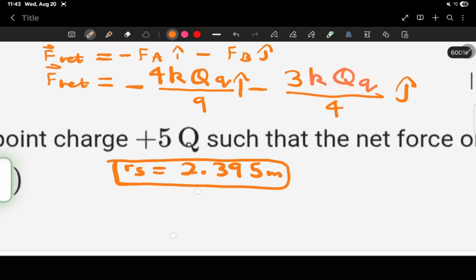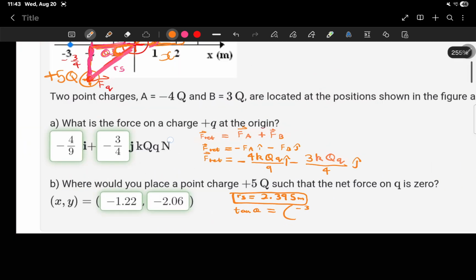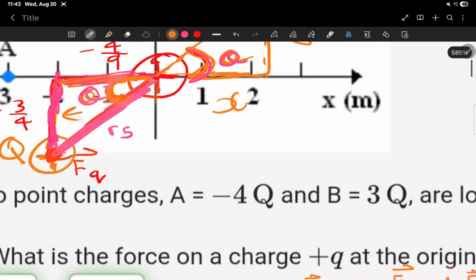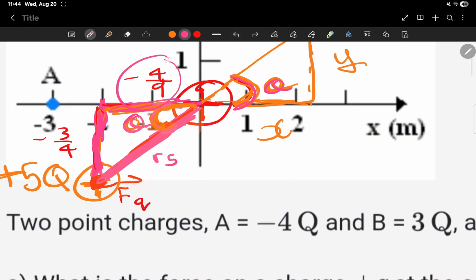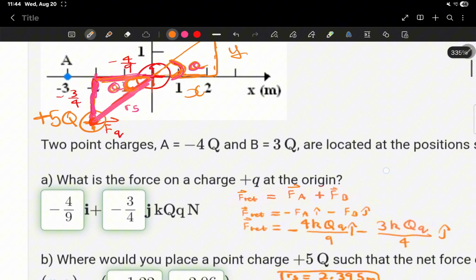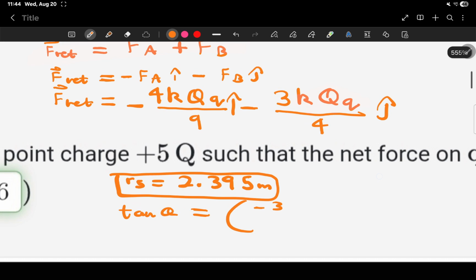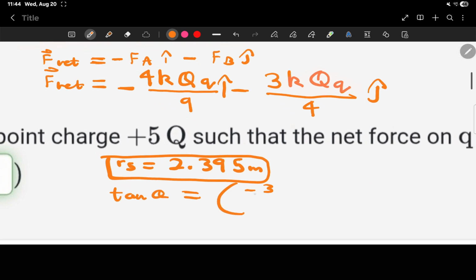So what I'm saying is that tangent theta is equal to y over x, because opposite over adjacent. So opposite over adjacent. And so these are the actual components of the force, the net force from part A. So opposite over adjacent.